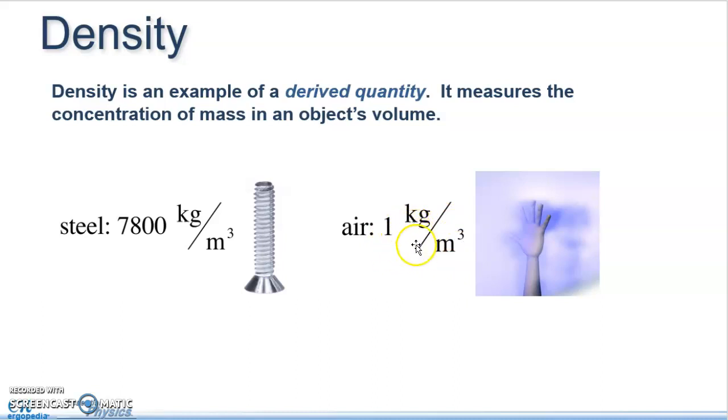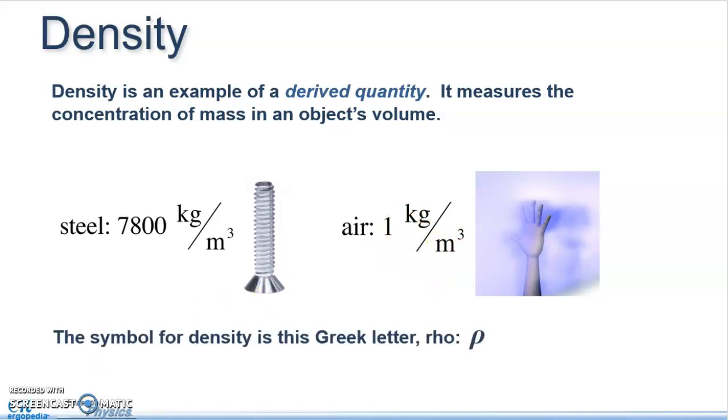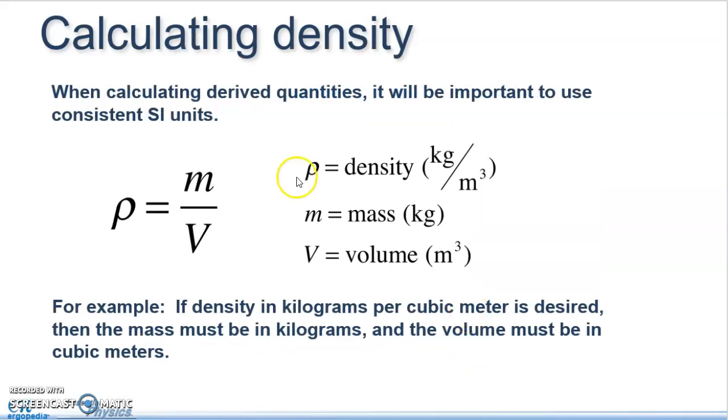Or it would be about 1 gram per liter. So anyways, that's some thoughts there. And the symbol is the Greek letter rho. Sometimes you see it with a D instead of a rho as well, depending on the source.